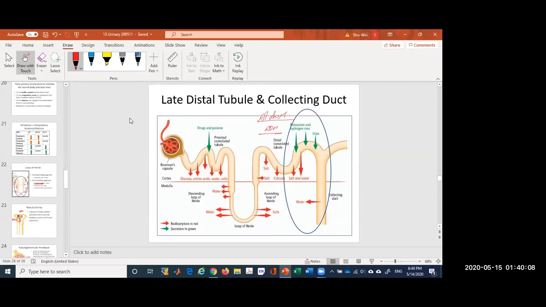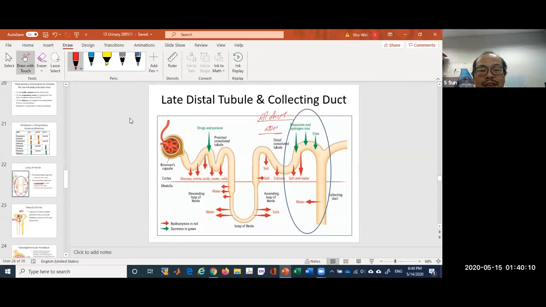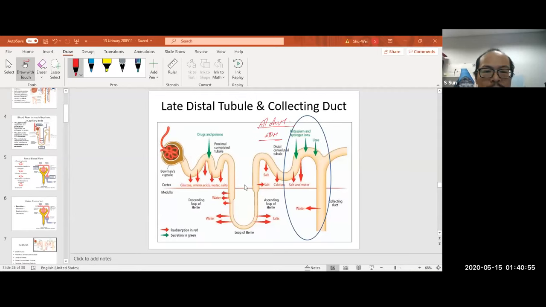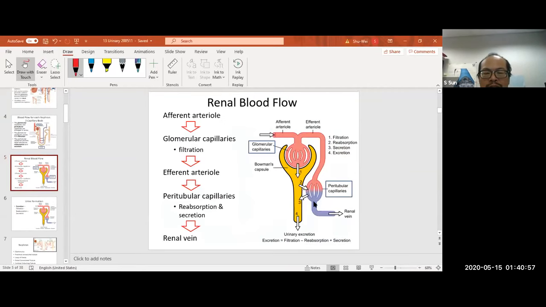Sure. So let's go over this area: afferent, efferent, and the glomerular capillary. So here is about the blood. That's this one here, coming in, coming out, and coming next to the tubule, and then coming out. Along this, the arteriole only provides the pressure. The vein is to collect the blood back to our systemic circulation.